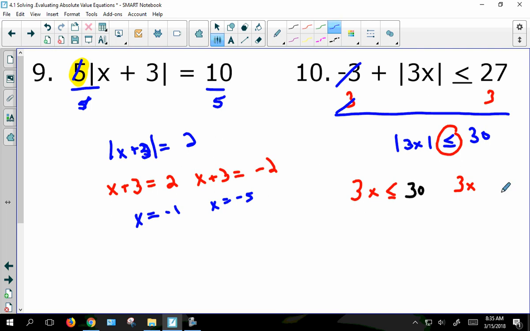Now, over here, I'm not going to keep it the same. What am I going to do? I'm going to flip it. And what am I going to make it greater than or equal to? Negative 30. So now, I divide by 3. x is less than or equal to 10. I divide by 3. x is greater than or equal to negative 10.